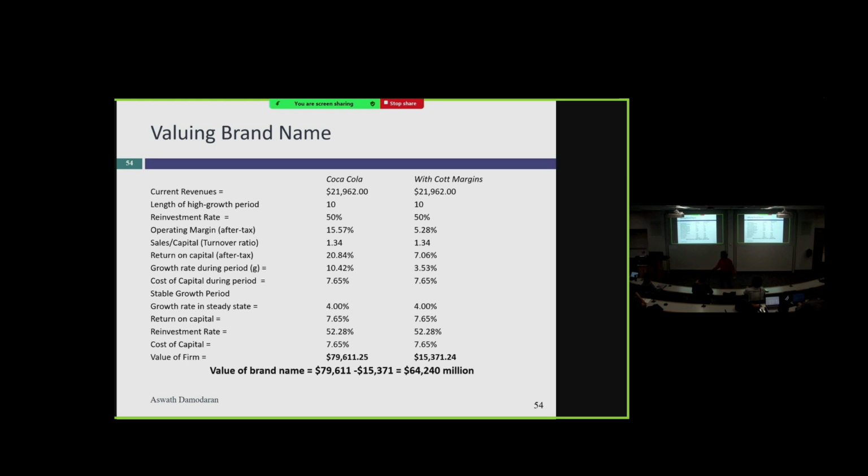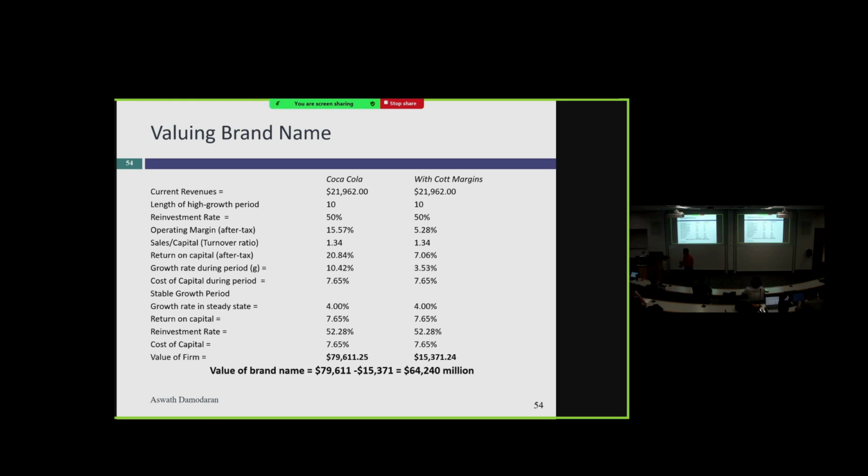It's not the taste. It's not the nice looking can. It's your brand name. Tomorrow you lose it, your margins are going to look like that of a generic soda maker, 5.28%. And what I did was I revalued Coca-Cola with its revenue base. Basically, I kept the scale the same. So this isn't Coca-Cola versus Cott. It's Coca-Cola versus Coca-Cola with Cott's margins. The value that I got was 15.4 billion.